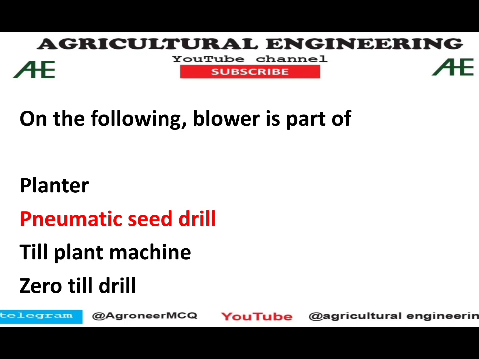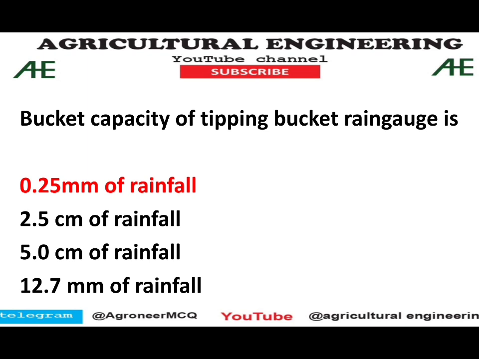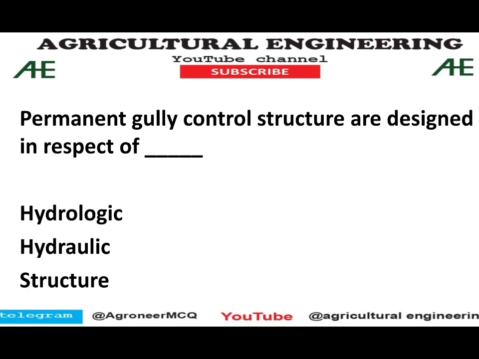Among the following, blower is part of pneumatic seed drill. Bucket capacity of tipping bucket rain gauge is 0.25 mm of rainfall. Permanent gully control structures are designed in respect of hydrologic parameters, hydraulic parameters, and structural parameters.